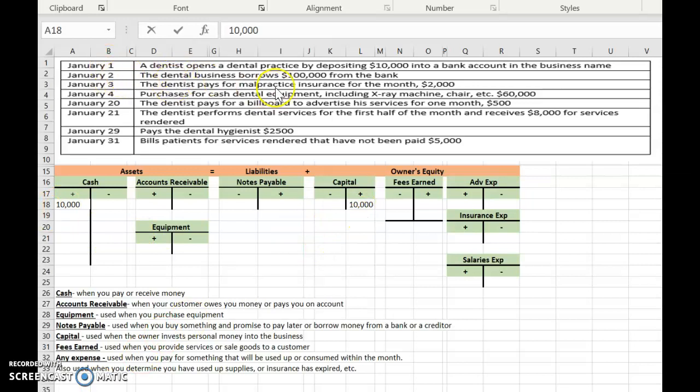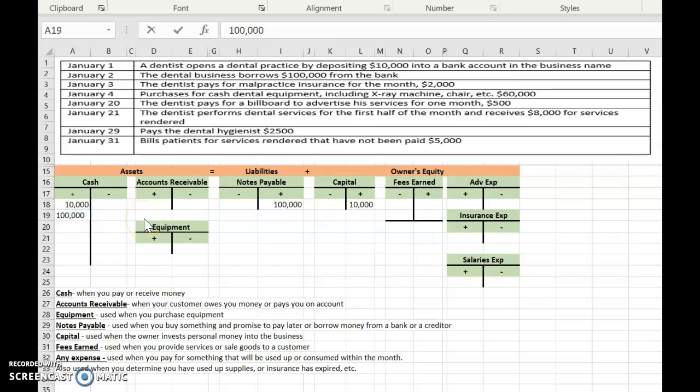January 2nd, the dental business borrows $100,000 from the bank. So whenever we borrow money, we're talking about a payable. Notes payable is used when you buy something and promise to pay later or borrow money from a bank or a creditor. So we're going to increase our notes payable because now we owe the bank $100,000. And the bank gave us cash, so cash goes up by $100,000.